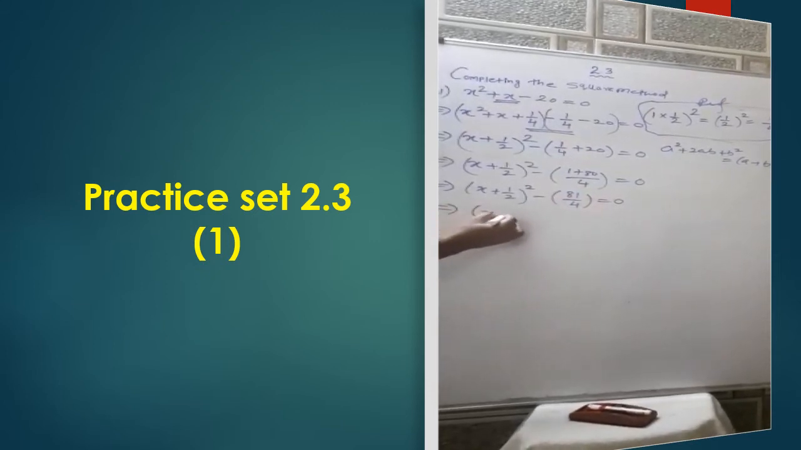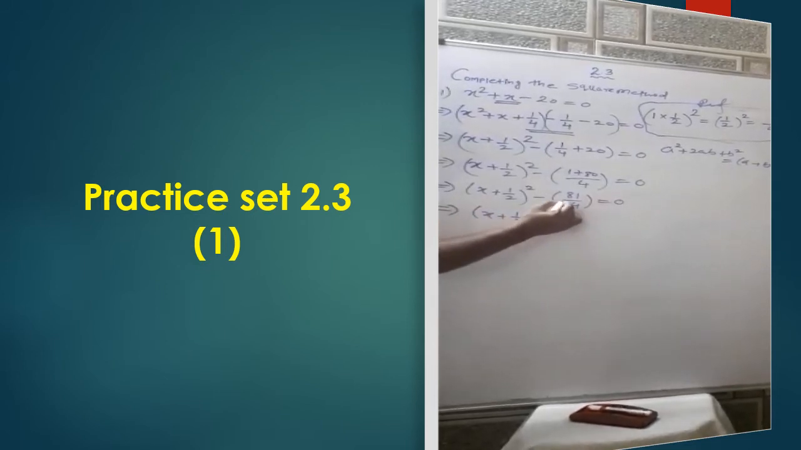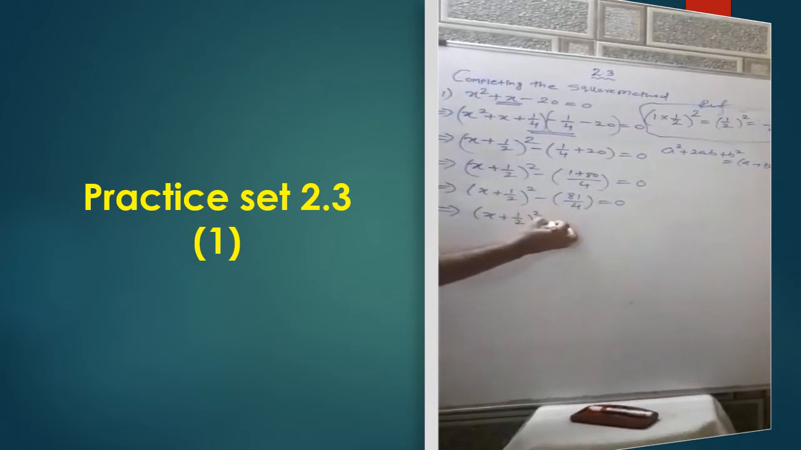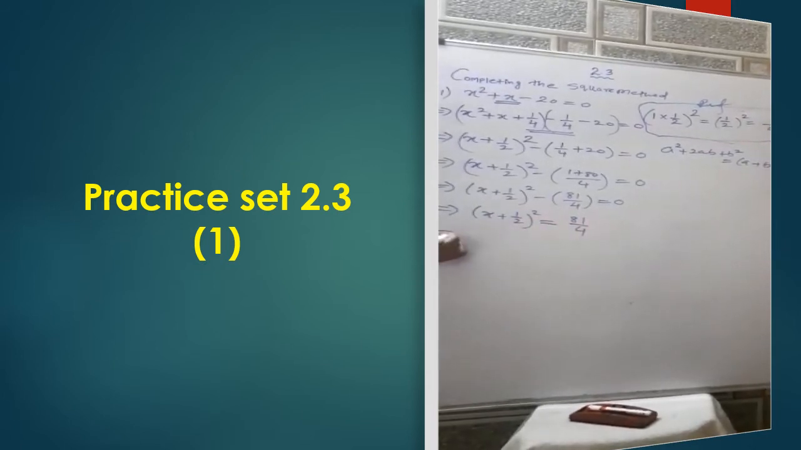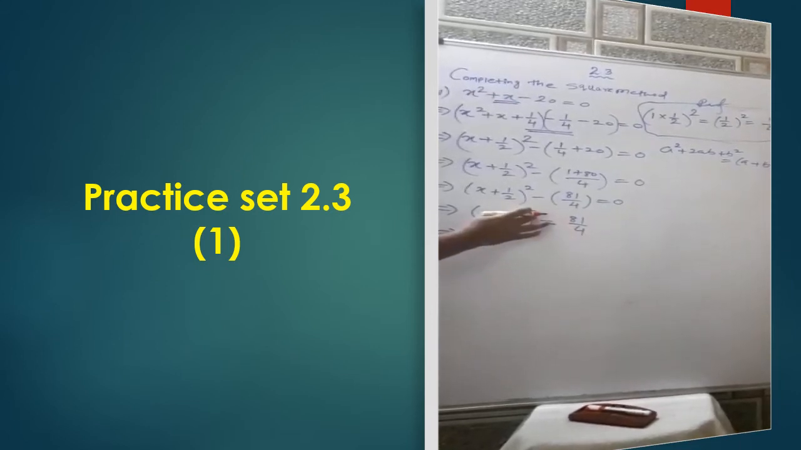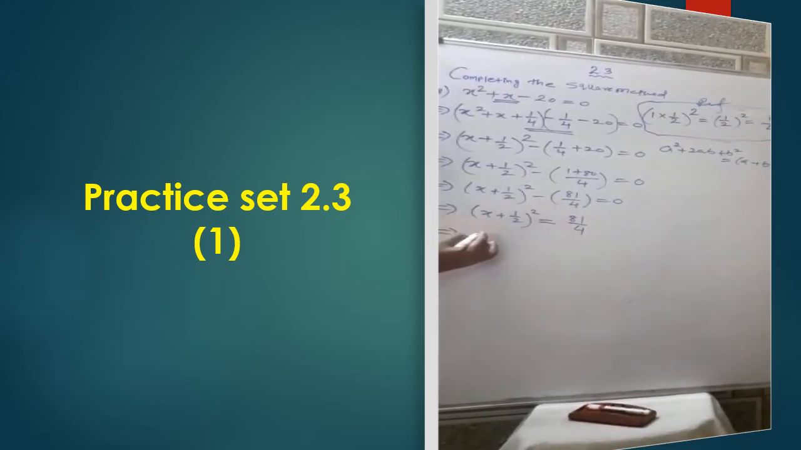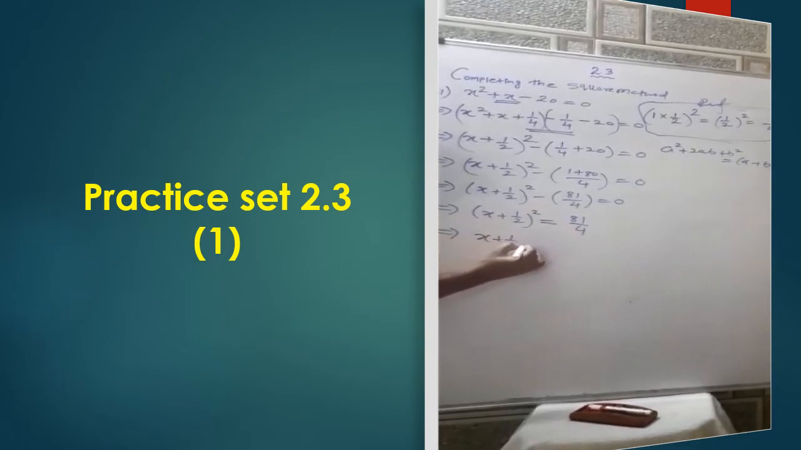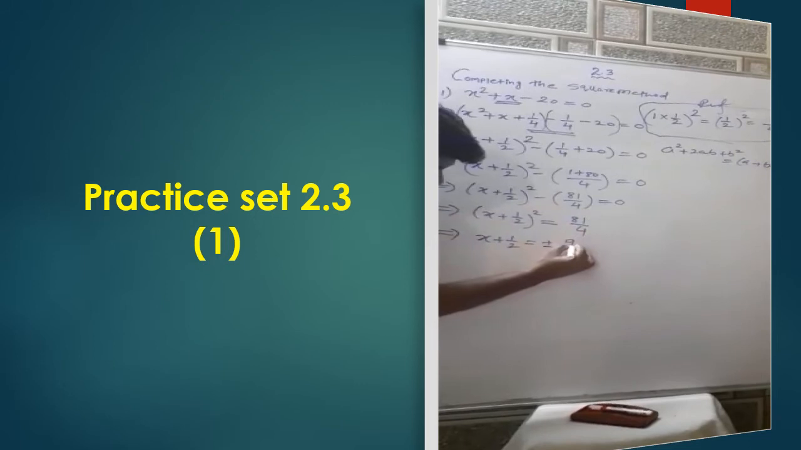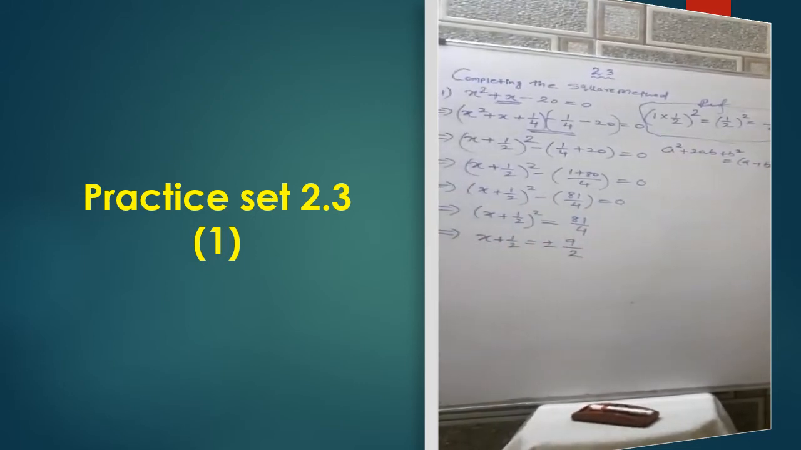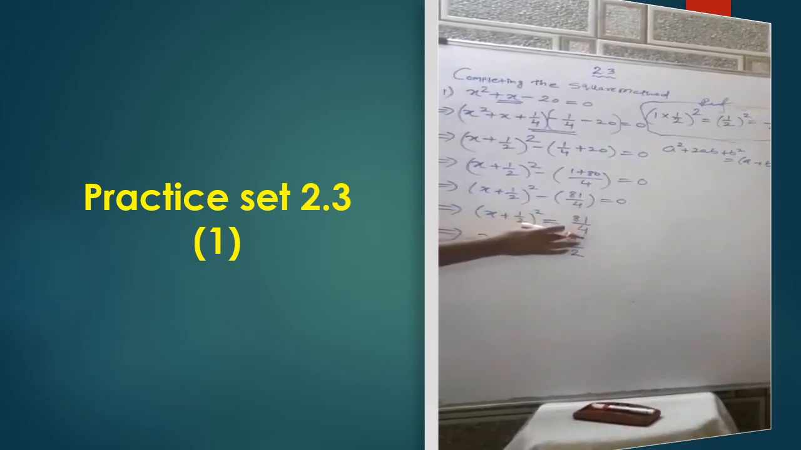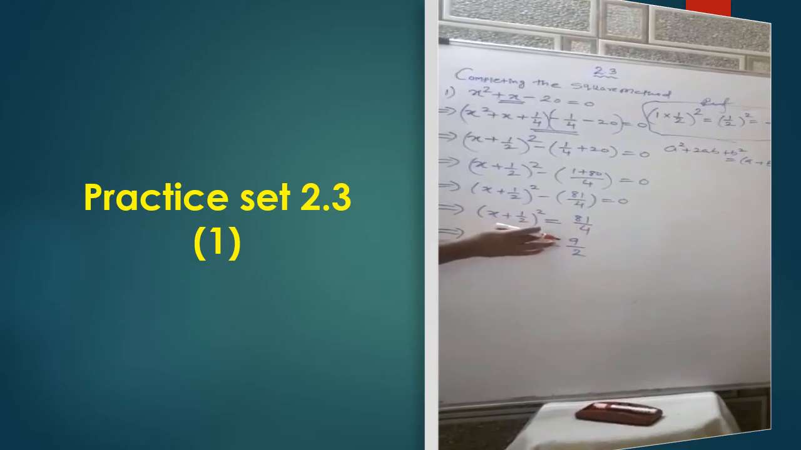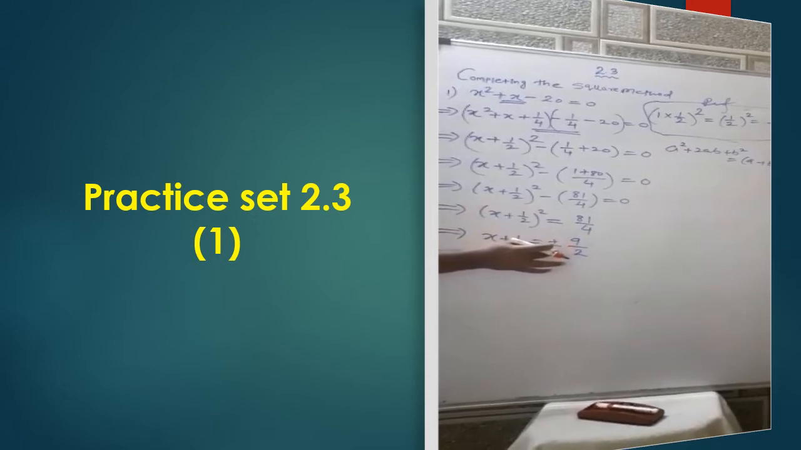Now x plus 1 upon 2 the whole square, shift that to that side, so that you get 81 upon 4. Now we remove the square, so we take the square root. So x plus 1 upon 2 equals to plus minus 9 upon 2. Here the square root of 81 is 9, and of 4 it is 2. Whenever you remove the square, you get 2 numbers, plus and minus. So plus and minus 9 upon 2.